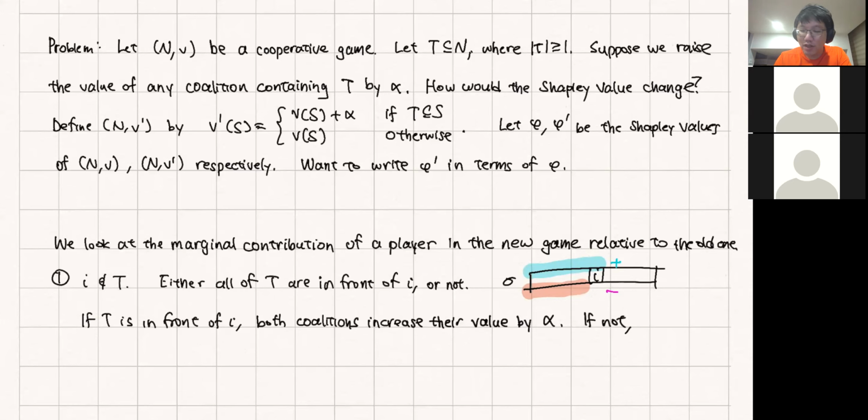But what if T is not totally in front of i? There could be some players in T here and some players in T there, or all of T could be after i. Hopefully you can see that this means it doesn't change either. There's no change to this value and no change to this value because T is not in there. So if not, then the values do not change.